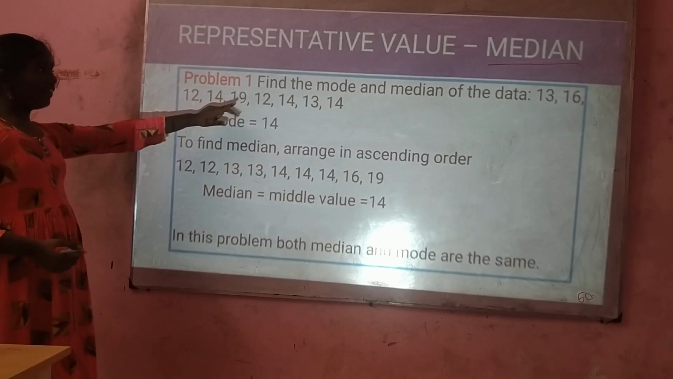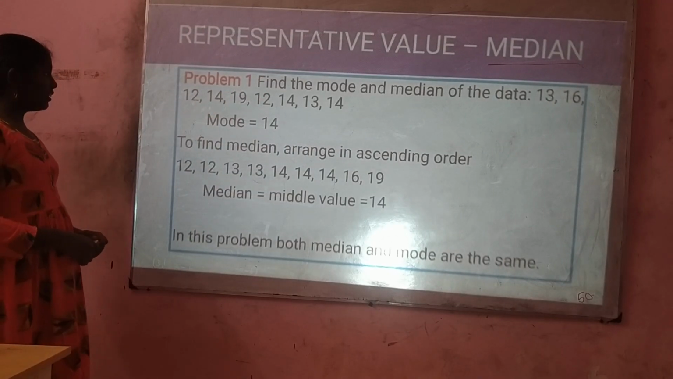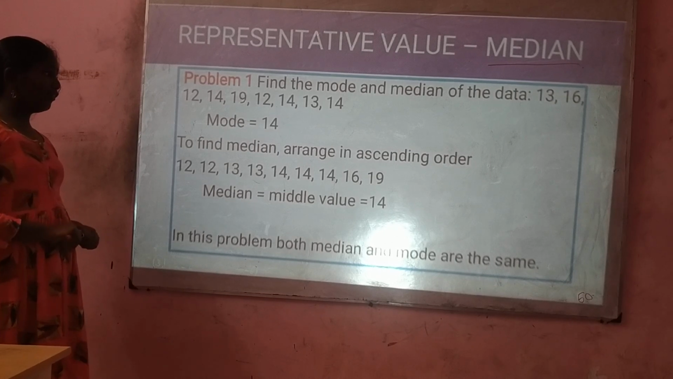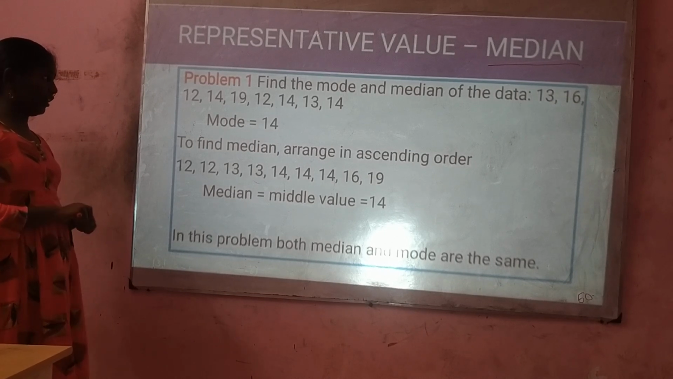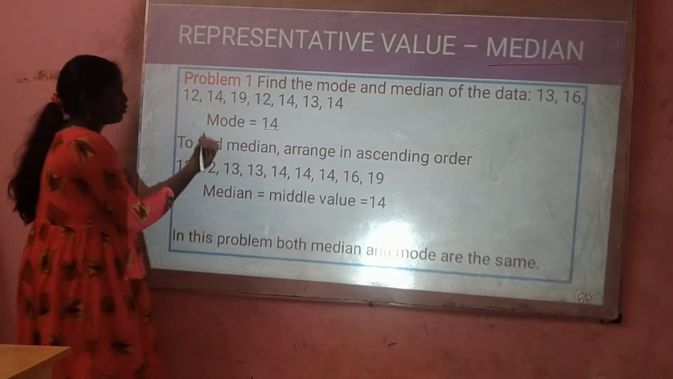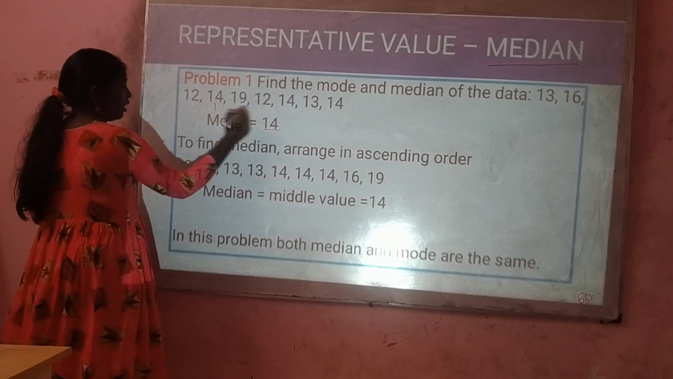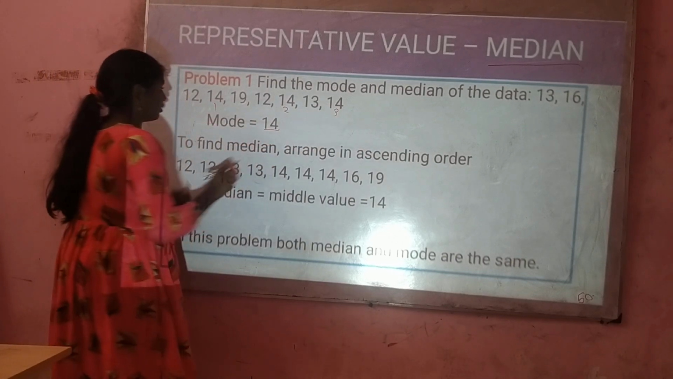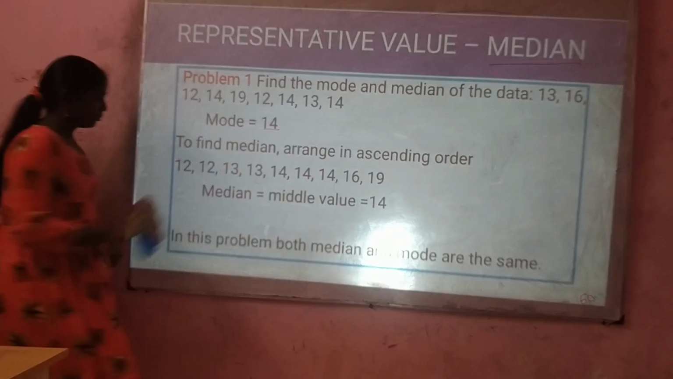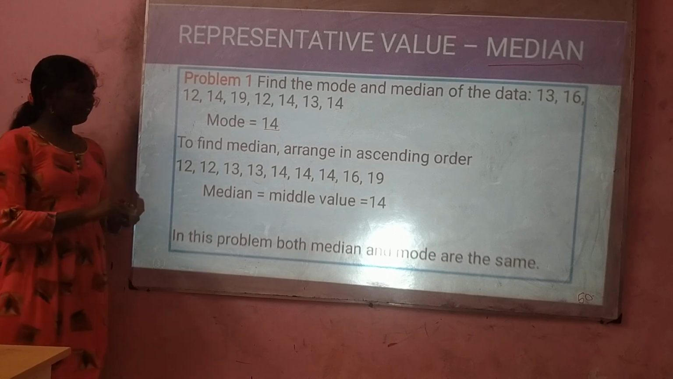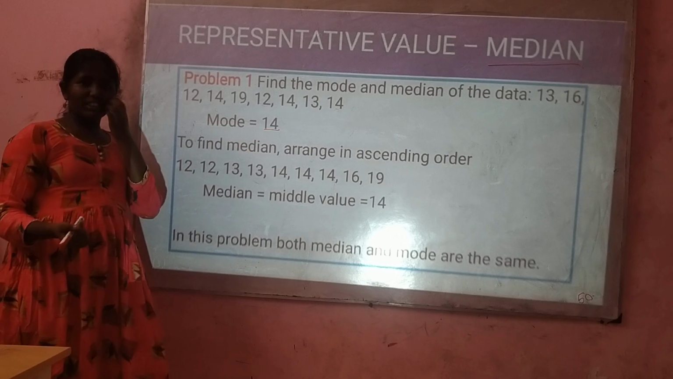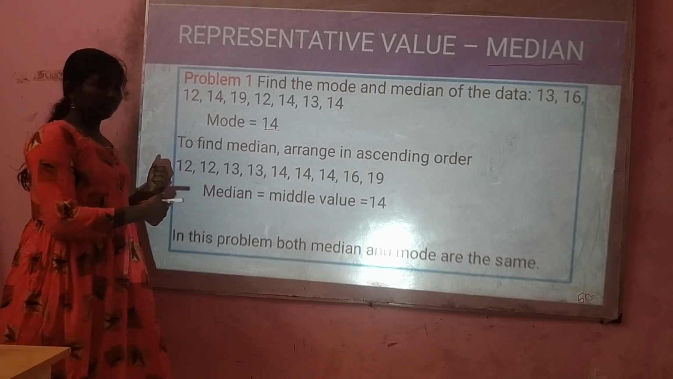Problem 1. Find the mode and median of the data 13, 16, 12, 14, 19, 12, 14, 13 and 14. The mode of this data is, as we can see, 14 because 14 is very common, occurring 1, 2 and 3 times. To find the median, first we have to arrange in ascending order. Ascending or descending, here I have arranged in ascending order.